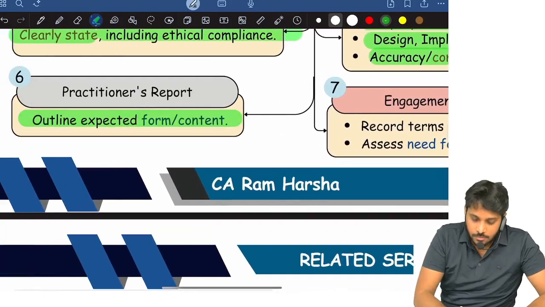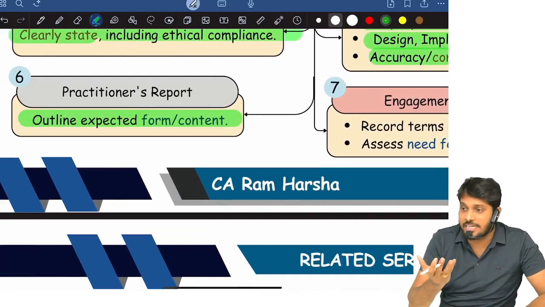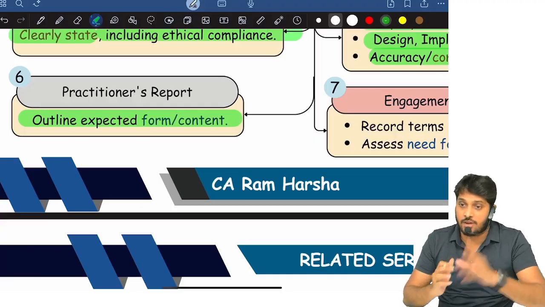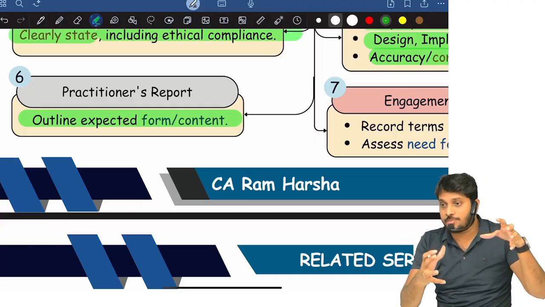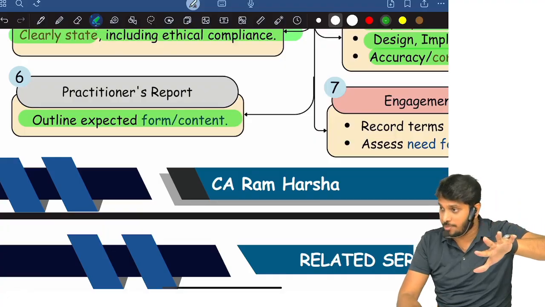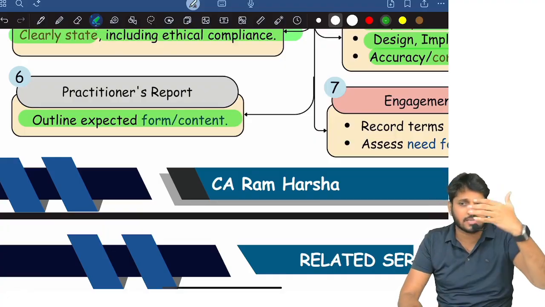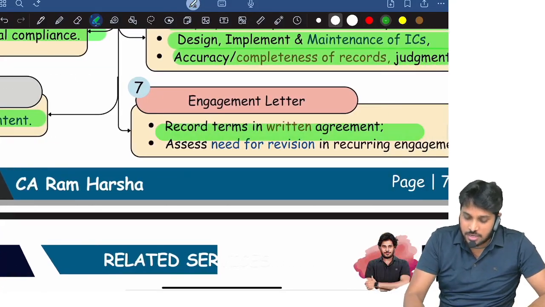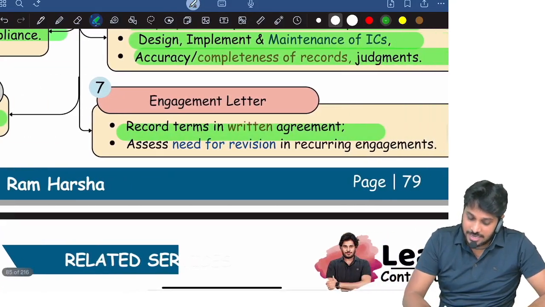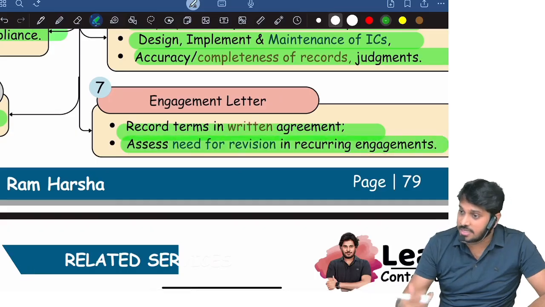And outline the expected form and content of the report. I will tell at the beginning itself, I will not give any assurance. This is how my compilation report is going to be as per SRS 4410. I will just give an outline, and I will record all the terms agreed in a written letter, and I will see whether a revision is required.